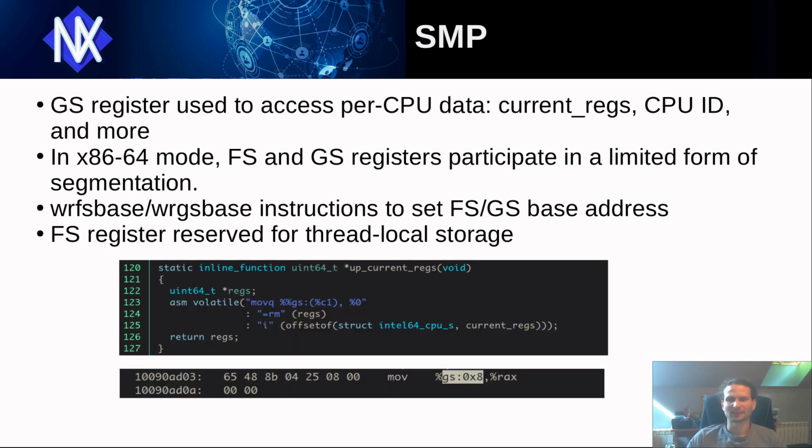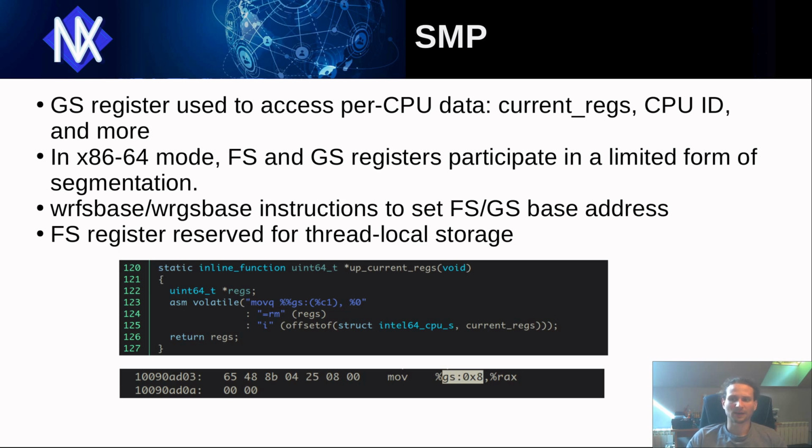To optimize SMP performance, we use the special-purpose GS register to access frequently used data such as current rtcb and CPU ID. This is a popular OS dev technique for x64. In x64, FS and GS registers are used for a limited form of segmentation. We use a special instruction to save the base address for FS and GS, and we can later refer to the data stored at this address in a simplified way.